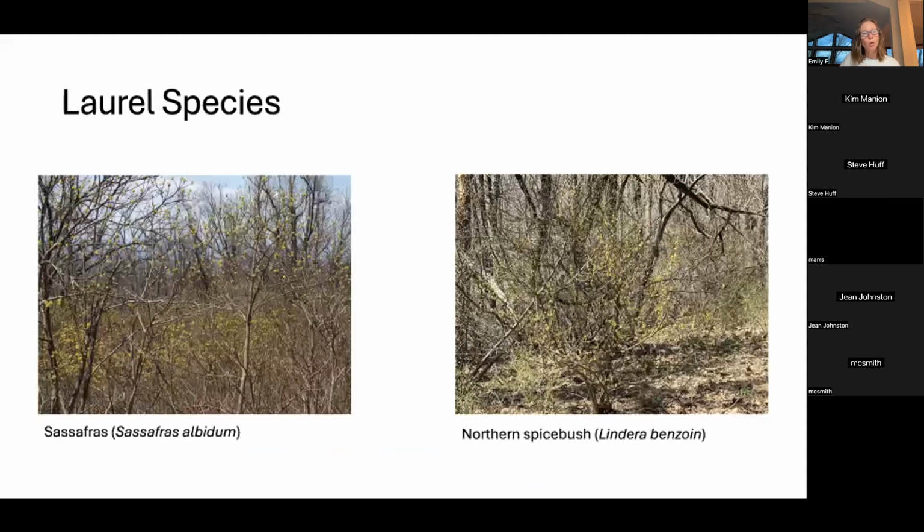In floodplains, we might see these two. And from a distance, they can look a lot alike, but my sassafras is going to have the flowers at the tips of the branches and not on the actual twigs going down. Whereas my spice bush, you can see clusters of flowers all the way along all of these pieces going up and down.